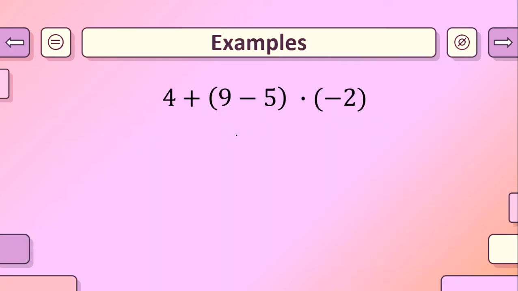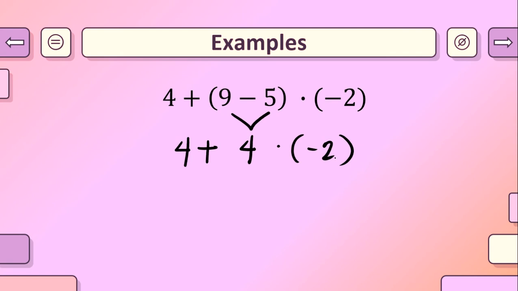The first example is 4 plus the quantity 9 minus 5, times negative 2. Following the GEMDAS rule, we have a grouping symbol, which is a parenthesis, so we simplify this first. 9 minus 5, the difference is 4. Then we just bring down the other terms, times negative 2. So now we have 4 plus 4 times negative 2.